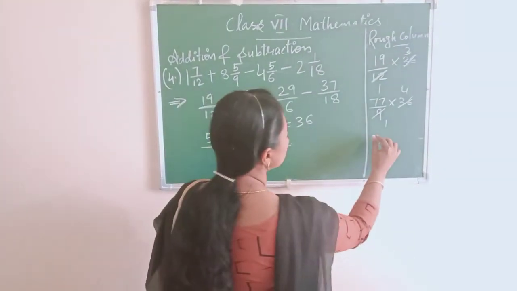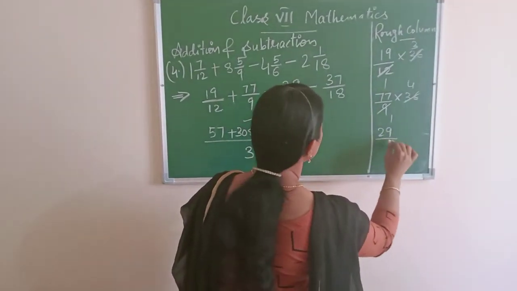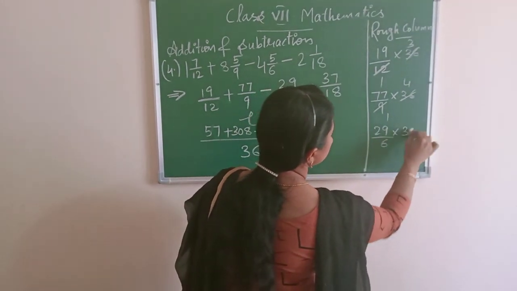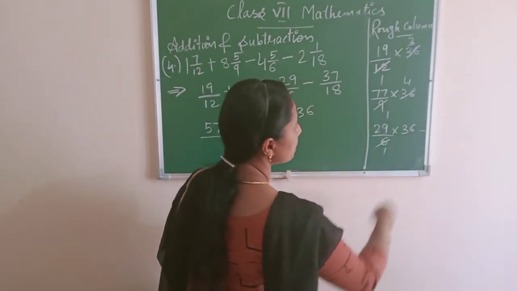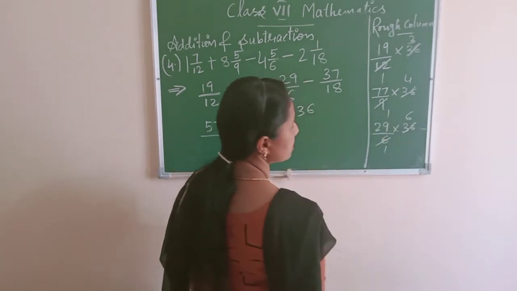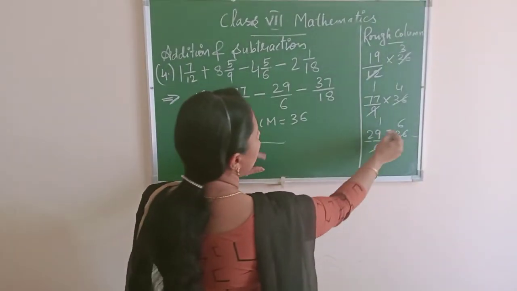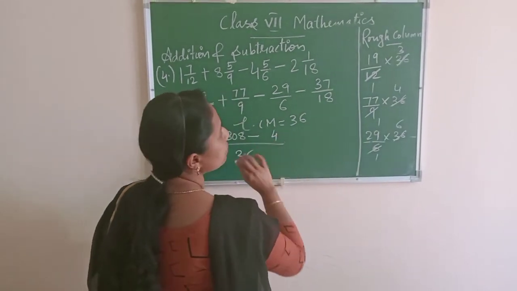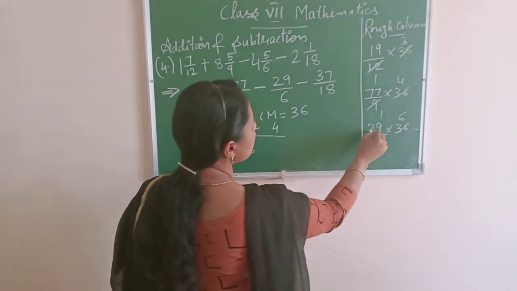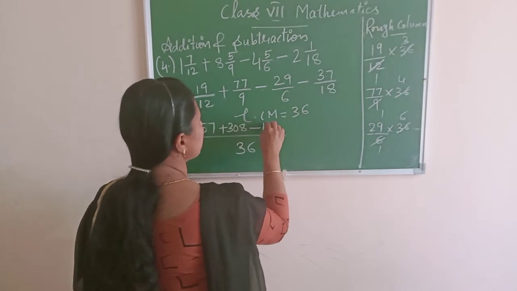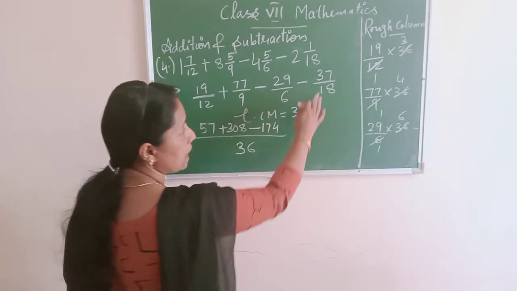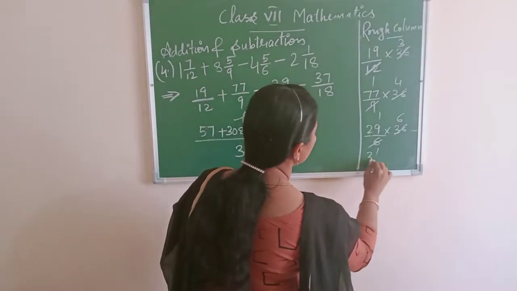And I am taking the third fraction here, 29 upon 6 multiplied by 36. 6 divided by 6, 1, and 6 6s are 36 here. Now multiply 29 by 6. Here 9 6s are 54. 5 is remainder, 6 2s are 12 plus 5, 17, 174.